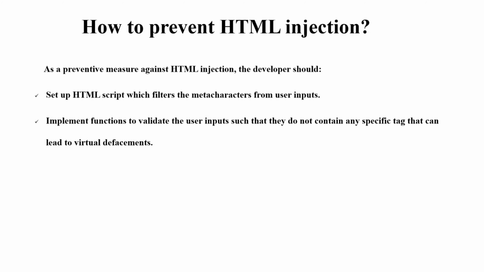So how do we prevent HTML injection? As a preventive measure against HTML injection, the developer should set up an HTML script which filters the meta characters from user inputs, and the developer should also implement functions to validate the user inputs such that they do not contain any specific tags that can lead to virtual defacement. So far I have covered the theoretical part of HTML injection. Moving forward, I'm going to do some lab demonstration.